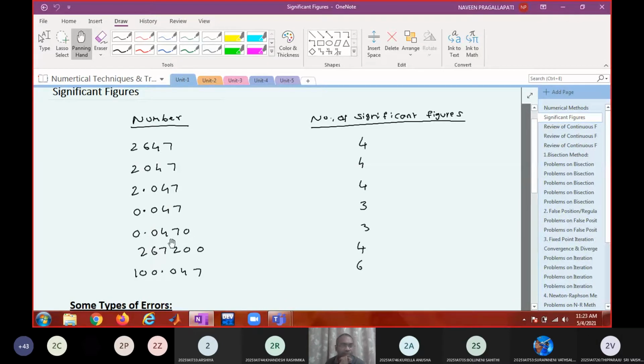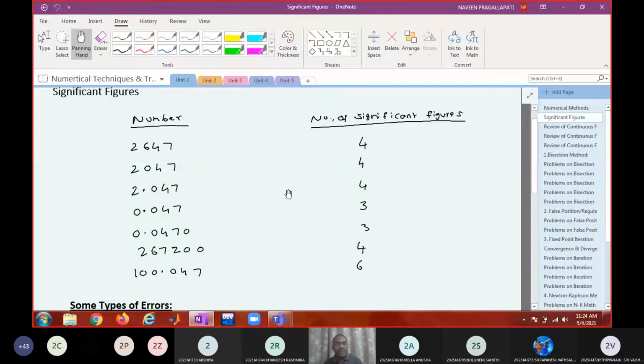Whereas here you see 1, 2, 3. Trailing zeros are insignificant. So how many significant figures are there? Three significant figures. Trailing zeros are insignificant. So 2, 6, 7, 2, 0, only four significant figures are there. Whereas here you see the magnitude is more than 10, and zeros between any two significant figures are also significant. Therefore 1, 2, 3, 4, 5, 6, there are six significant figures. So that is how you can identify the number of significant figures.